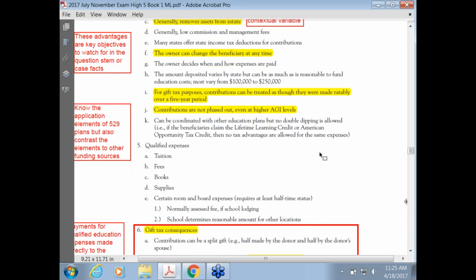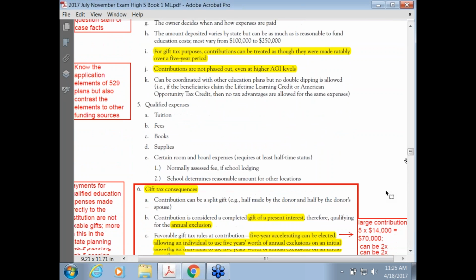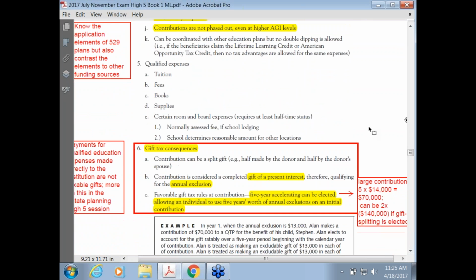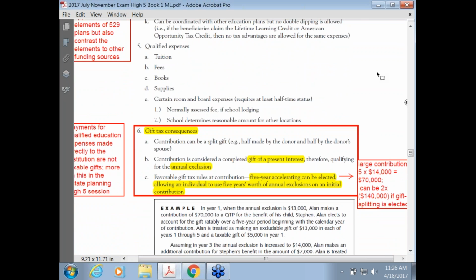So just kind of know this big picture, main benefits. As far as the gifting, this has shown up a lot, and it has to do with the 5-year acceleration. So with the split gift, the exclusion is 14,000. So at 5 years of that, it's 70,000. So if we have a couple that is splitting this gift, we can move up to $140,000 in one shot that could be put into the plan.